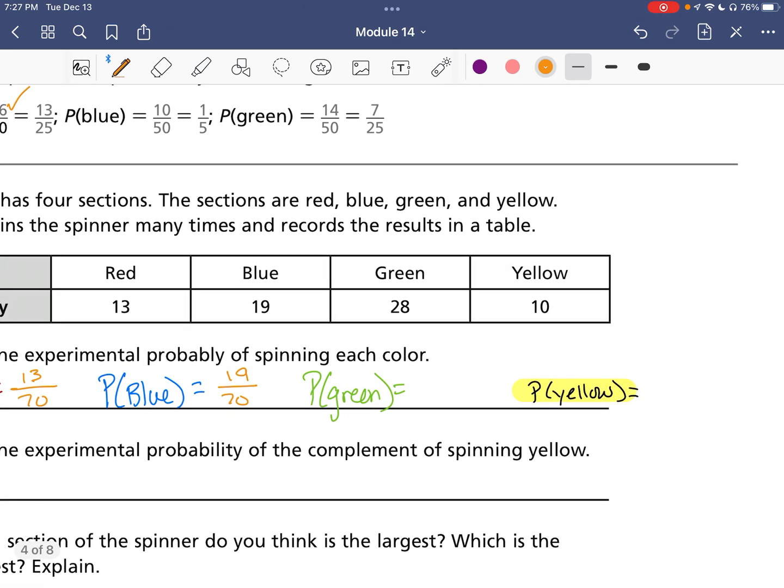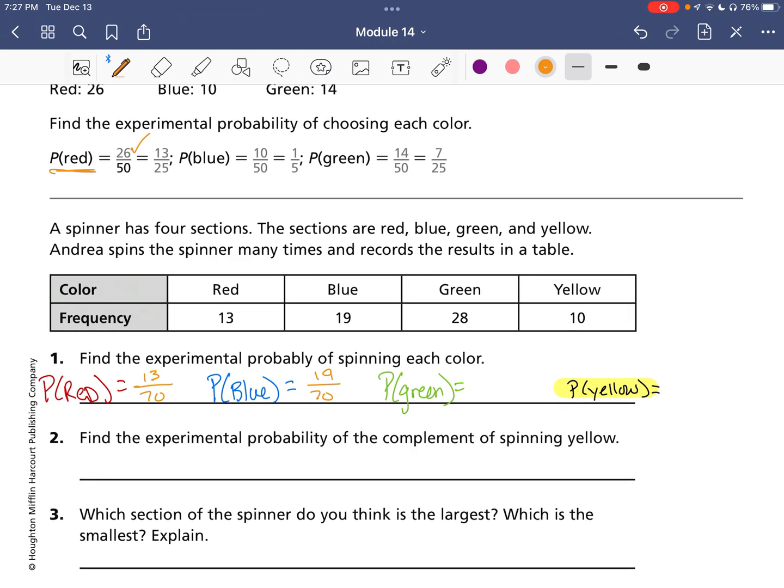And then try green and yellow, write those out, pause the video if you need to. And then try number 2. Find the experimental probability of the complement of spinning yellow. So try and do green, yellow, and then the complement. Pause the video.